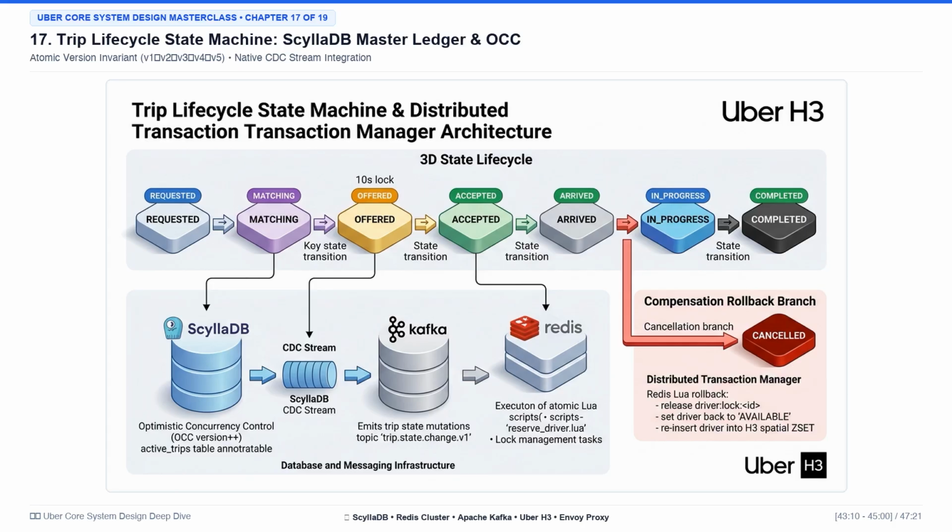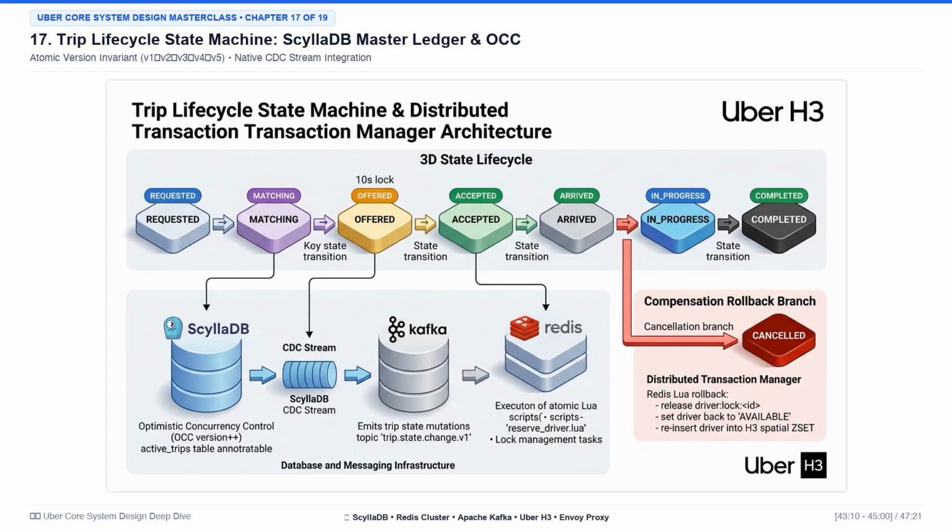How does OCC prevent the out-of-order messages? Every state change requires a strict version number increment. Requested is version 1, offered is version 2, accepted is version 3. Just a simple count. If a delayed message arrives trying to update the trip to version 2 offered, when the database has already progressed to version 3, ScyllaDB looks at the version numbers and explicitly rejects the stale update. It says, I am already past this. Exactly. The state machine can strictly only move forward.